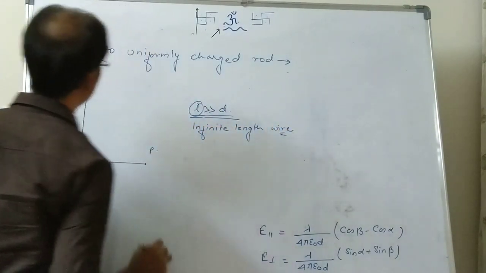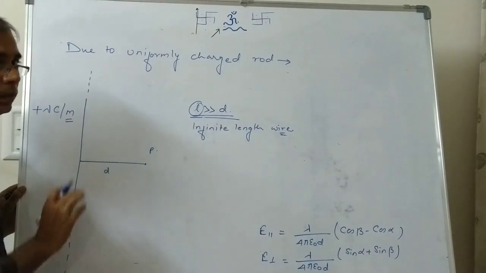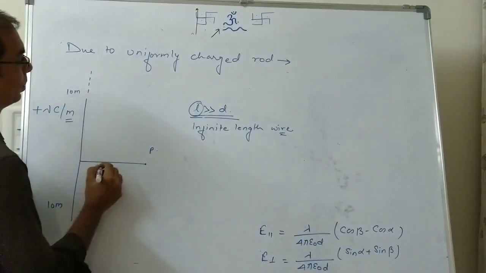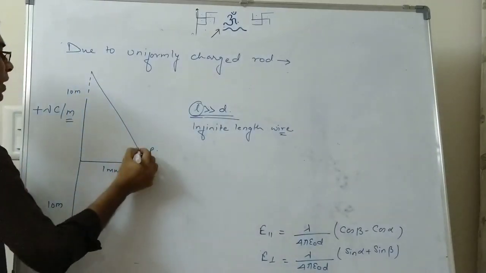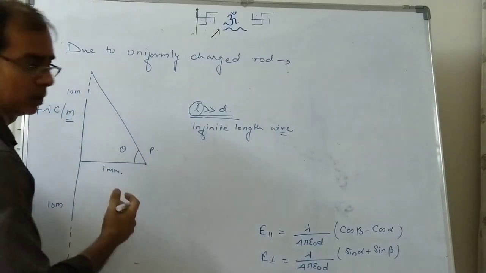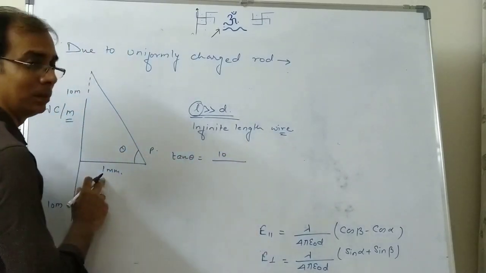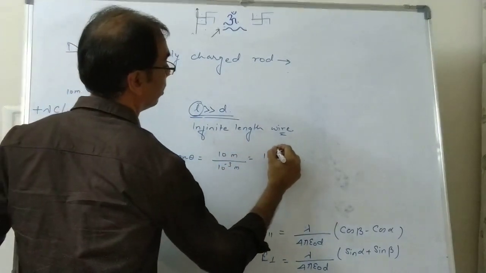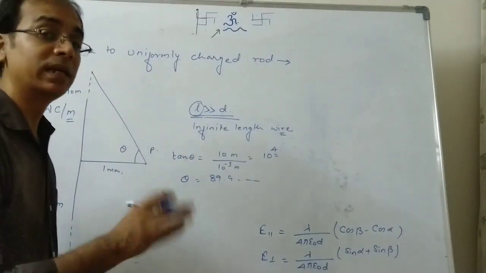Now suppose I have taken it as infinite length right now. Suppose that the length of this wire is 20 meter. So this is 10 meter and this is 10 meter, and this is 1 mm. Now join this and find this theta, which will be alpha in our case. So tan theta is going to be 10 meters by 1 millimeter. 1 millimeter means 10 to the power minus 3 meter. What is coming? 10 to the power 4. When you calculate the theta, it will come 89.9 something. That means 90 degrees.